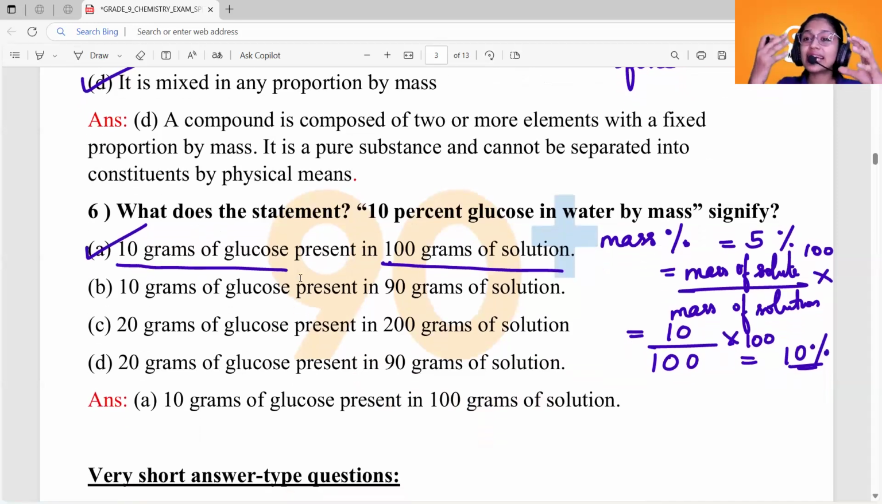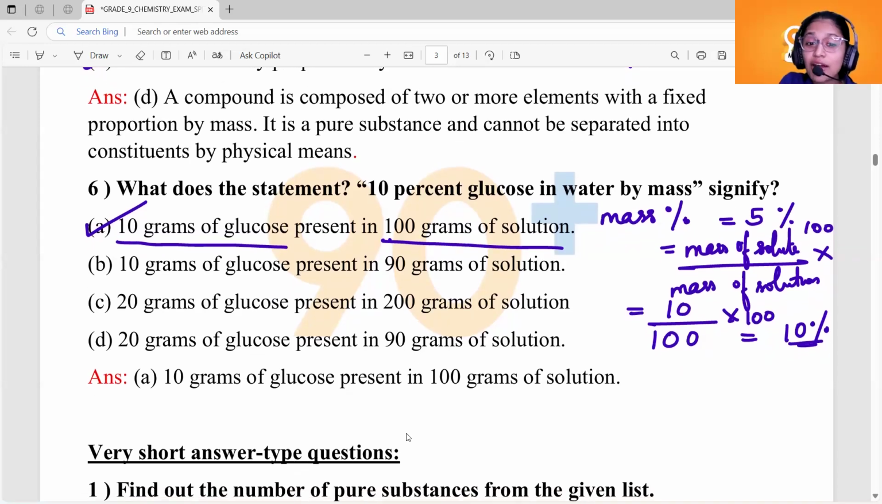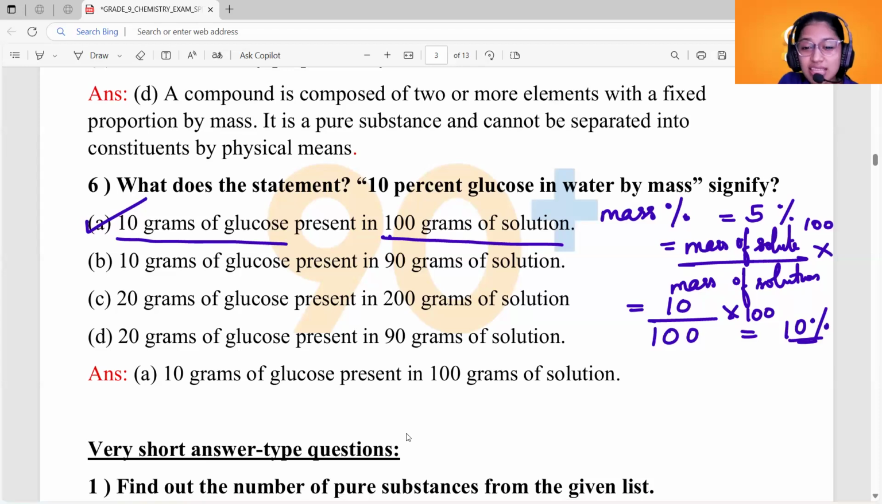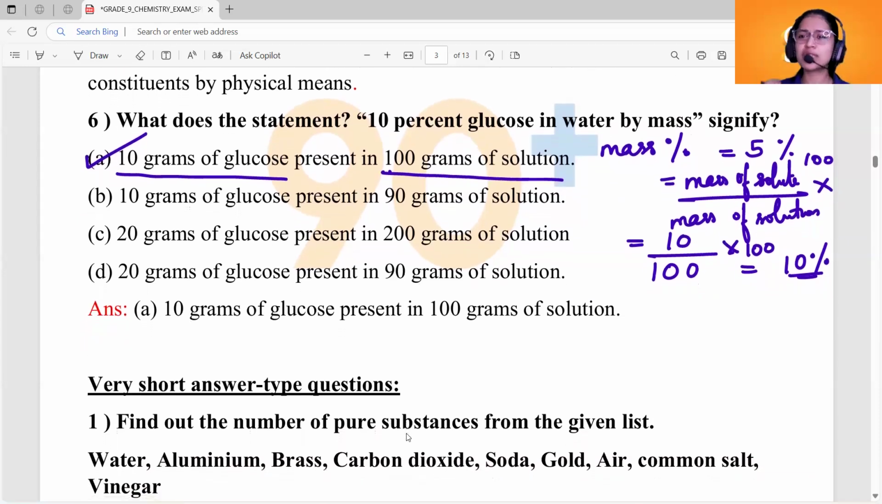Now we are entering the next category of questions, very short answer type questions. So let's look at what our first question is. Find out the number of pure substances from the given list. Now I'll give you a few seconds. You can read the list, and you can write the answer in your notebook.